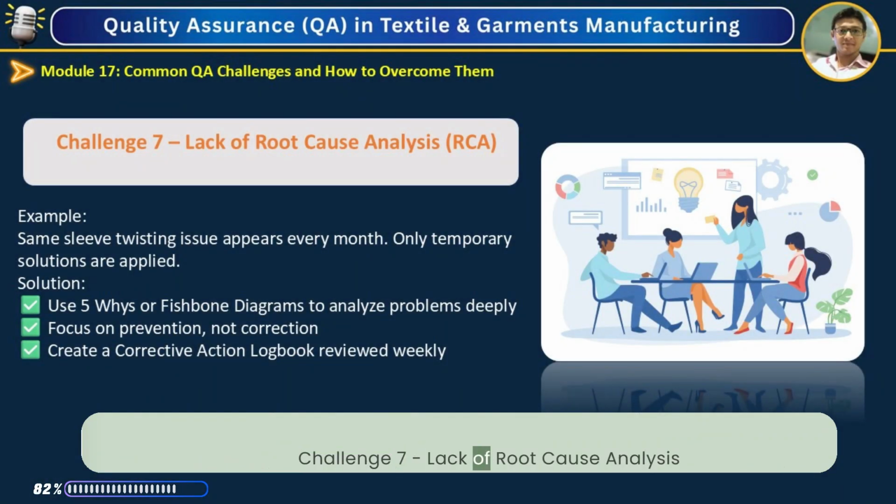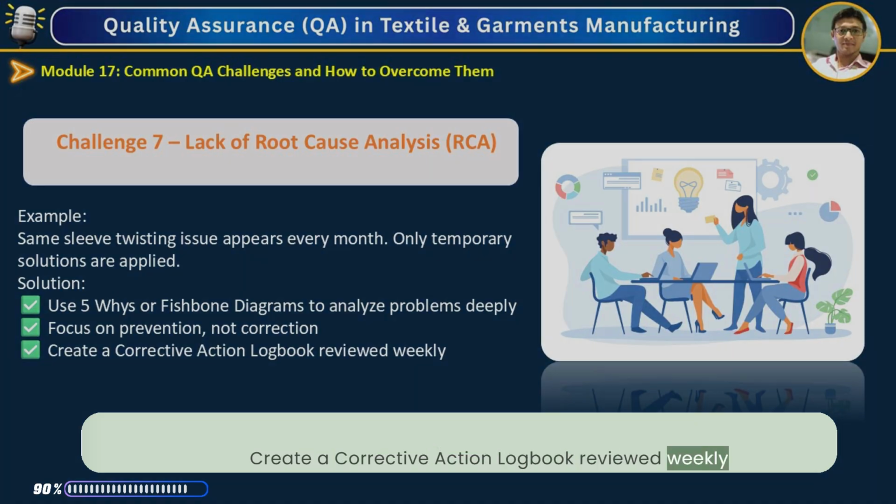Challenge 7: lack of root cause analysis. Example: same sleeve twisting issue appears every month. Only temporary solutions are applied. Solution: use 5 whys or fishbone diagrams to analyze problems deeply. Focus on prevention, not correction. Create a corrective action logbook reviewed weekly.